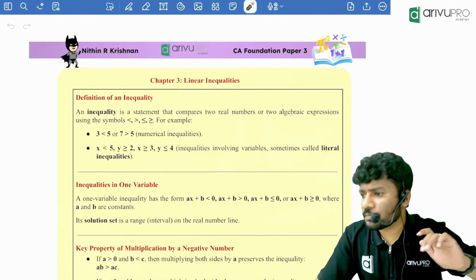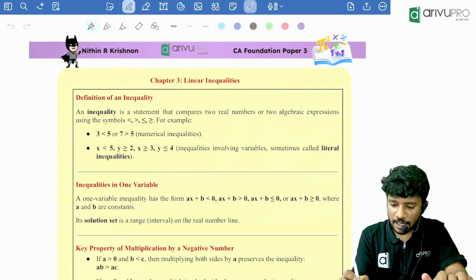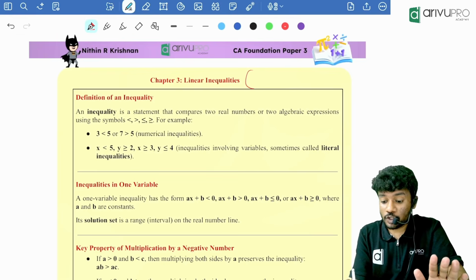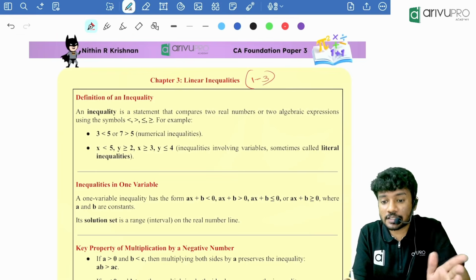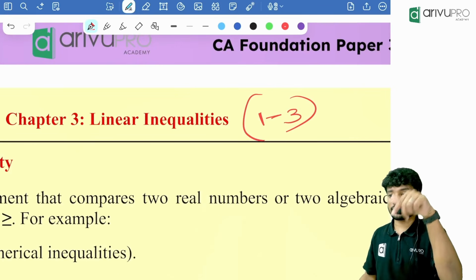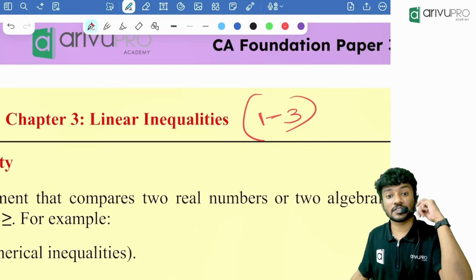Chapter number 3. Anyone knows the weightage of this chapter? The weightage of this chapter is maximum of 3 marks, but usually it is 1 mark. 1 to 3 marks can be there. So there was an attempt when 0 questions were there from this particular chapter, that is Linear Inequalities, chapter 3.